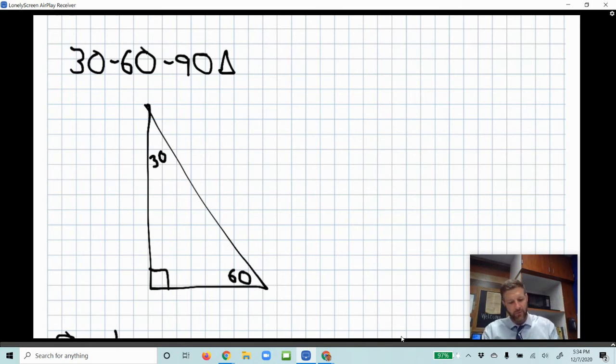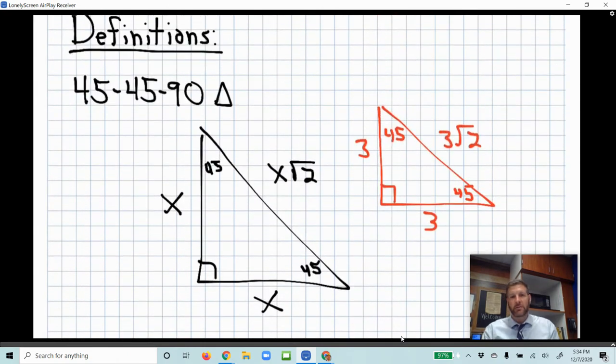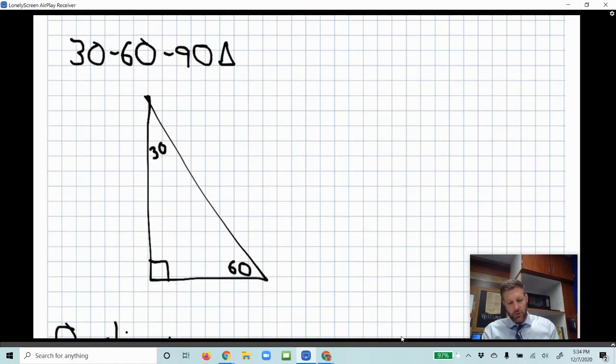So unlike the 45, 45, where it doesn't really matter because the two legs are the same, with this one you do want to differentiate between your long leg here and your short leg right there. Okay, but the ratio here is if you know your short leg to be x, then your hypotenuse is always twice as big. So it's 2x. And then you know that your long leg is that same number x times, in this case, the square root of 3.